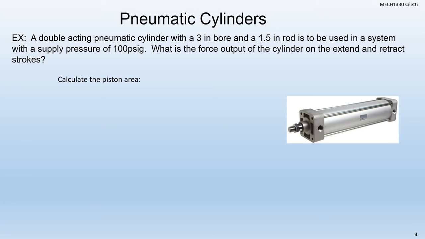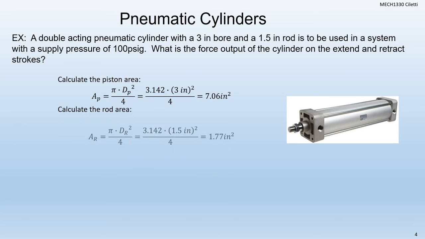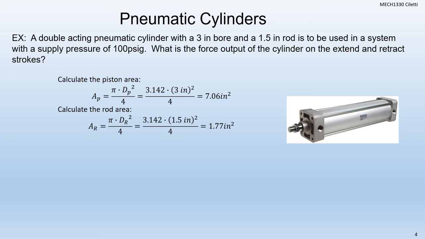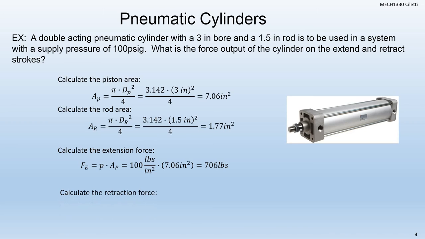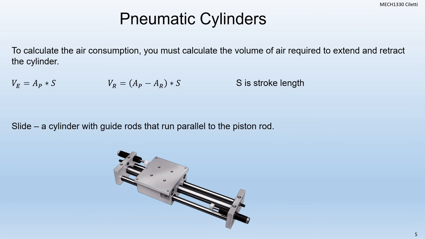So first things first, we still have to find the area of the piston and the area of the rod. That hasn't changed. It's pi d squared over 4. The biggest thing here is when we do the extension force, it's going to be pressure times area of the piston. If we want the retraction force, it's pressure times the difference in the area, so you get 529 pounds. So very simple. That's all repetitive stuff we've done.